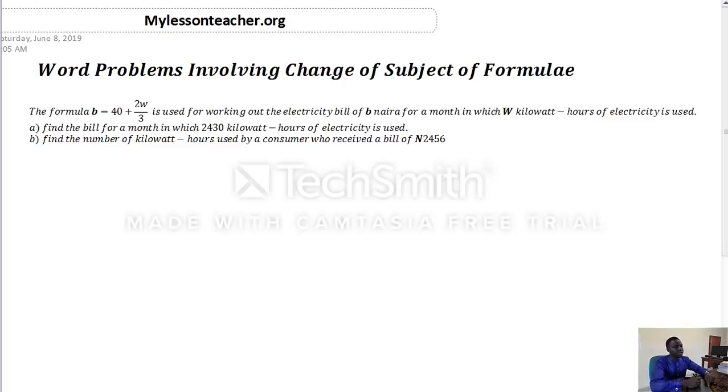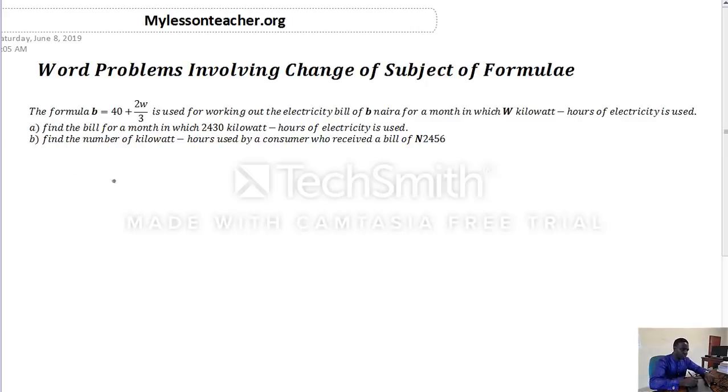Next question says the formula B is equal to 40 plus 2W/3 is used for working out the electricity bill of B naira for a month, in which W kilowatt hours of electricity is used. We should find the bill for a month in which 2,430 kilowatt hour of electricity is used.